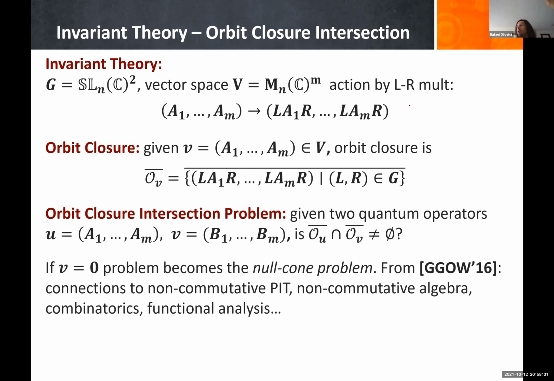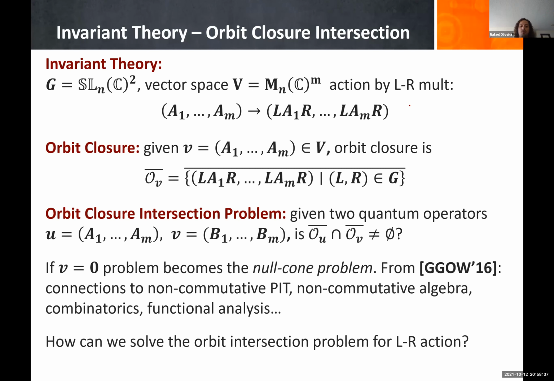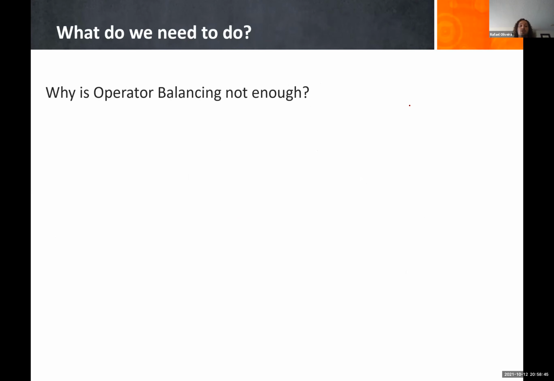And we know the null cone is very important. So you're like, oh, the orbit closure intersection must be even more important, so let's solve that one. Now, how can we solve the orbit closure intersection problem for the left-right action, for example? So what do we need to do? Well, it turns out that operator balancing, the operator scaling that we saw, is not enough.